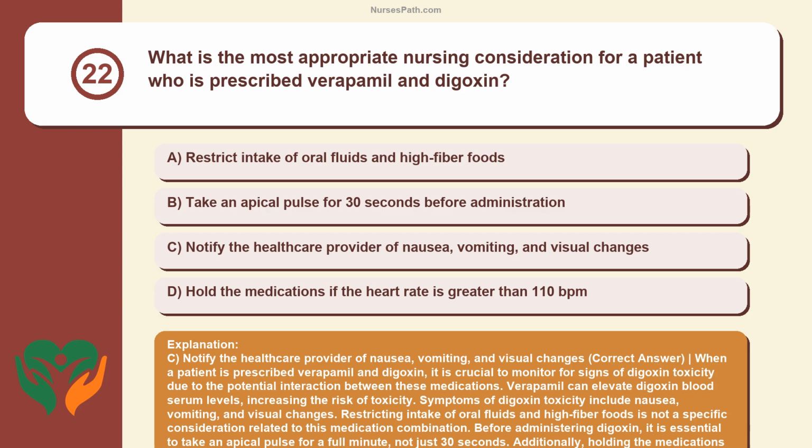Restricting intake of oral fluids and high-fiber foods is not a specific consideration related to this medication combination. Before administering digoxin, it is essential to take an apical pulse for a full minute, not just 30 seconds. Additionally, holding the medications if the heart rate exceeds 110 bpm is not a typical response to the combination of verapamil and digoxin, which can cause bradycardia rather than tachycardia.